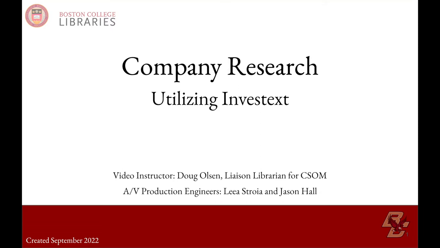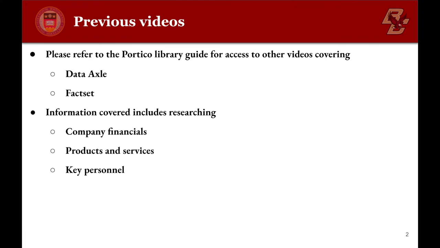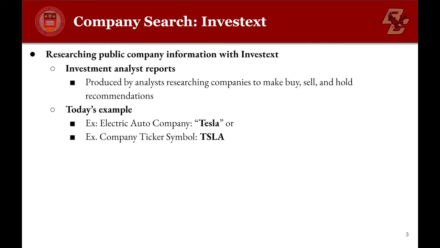Now we shift to the company perspective. Please see previous videos on Data Axle and FactSet for two databases which provide company information, including financials, products and services, and key personnel. A new key resource for public company information we will look at is InvestText. This provides investment analyst reports from analysts who research companies to make buy, sell, and hold recommendations.